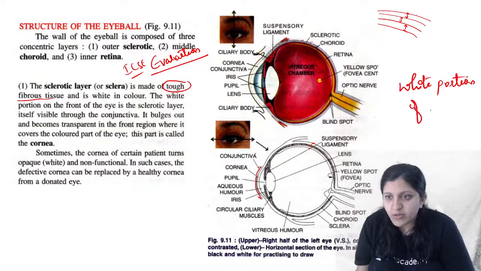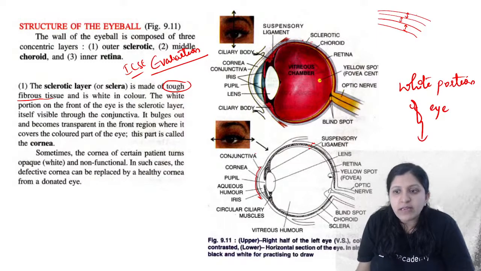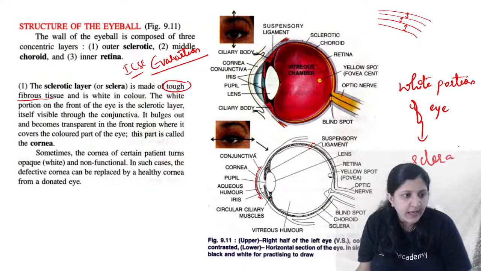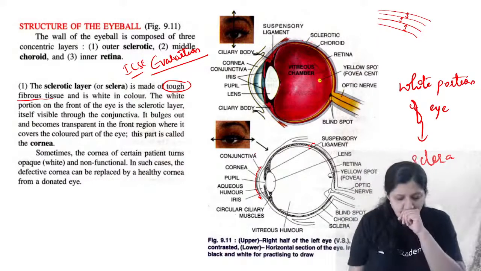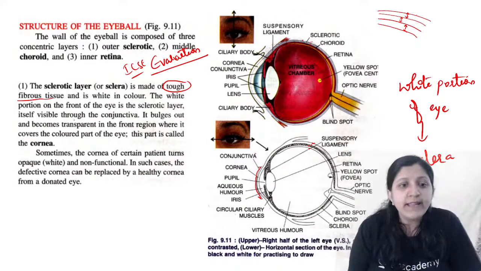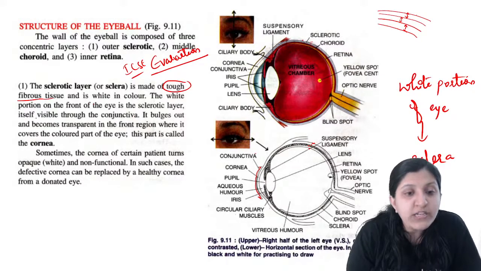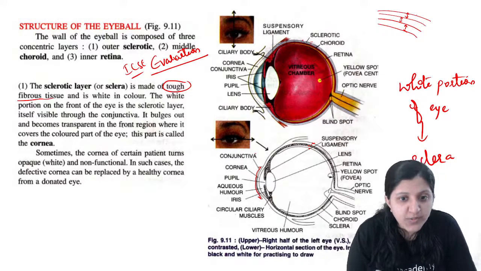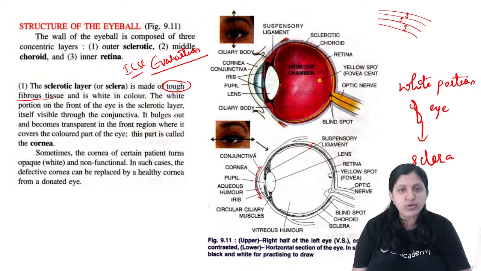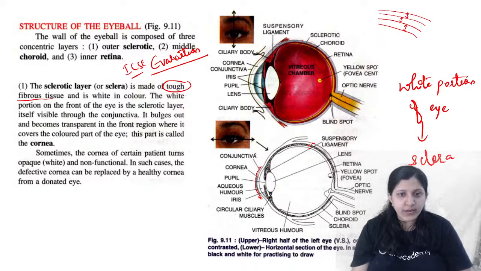Okay, so this is actually the sclera, or sclerotic layer. It is visible through the conjunctiva. It bulges out and becomes transparent in the front region where it covers the colored part of the eye.